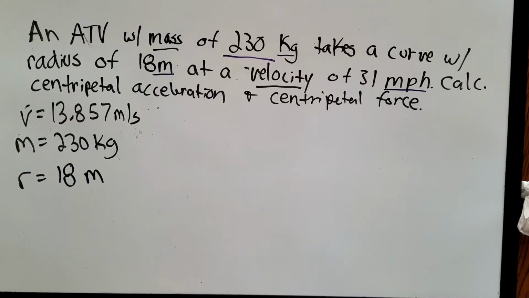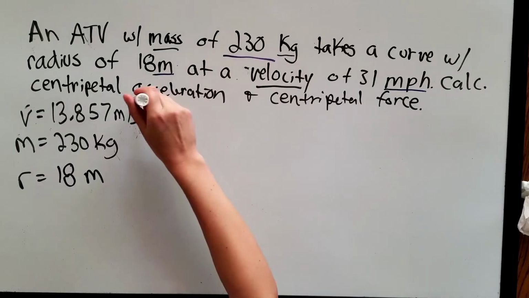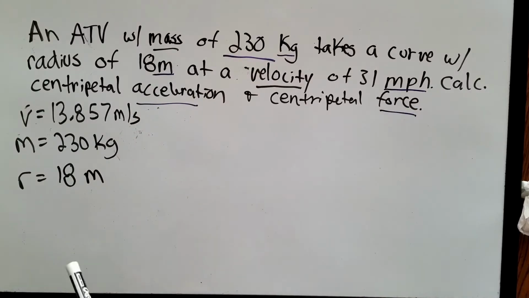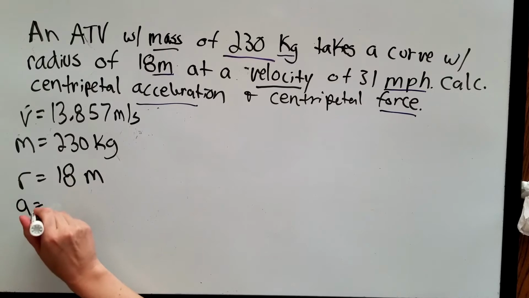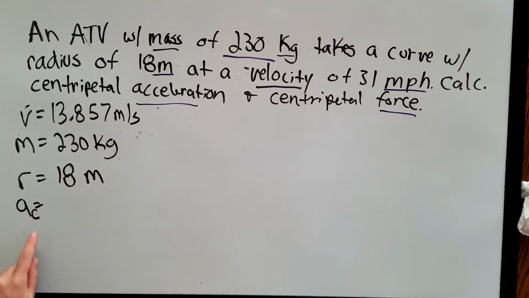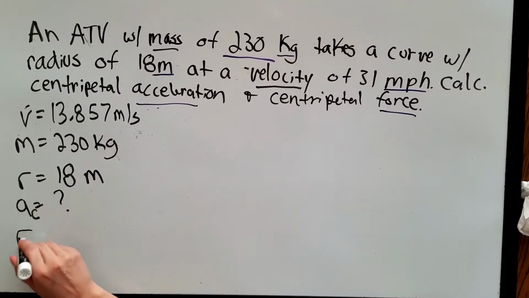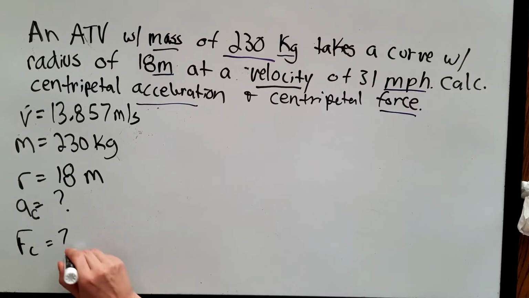All right, what are we looking for? We are looking for the acceleration and the force. Since they are going around a curve, that acceleration that we're solving for is A sub C, the C for centripetal. Force, same thing, F sub C for centripetal. So we have our knowns and unknowns. Now let's find an equation.